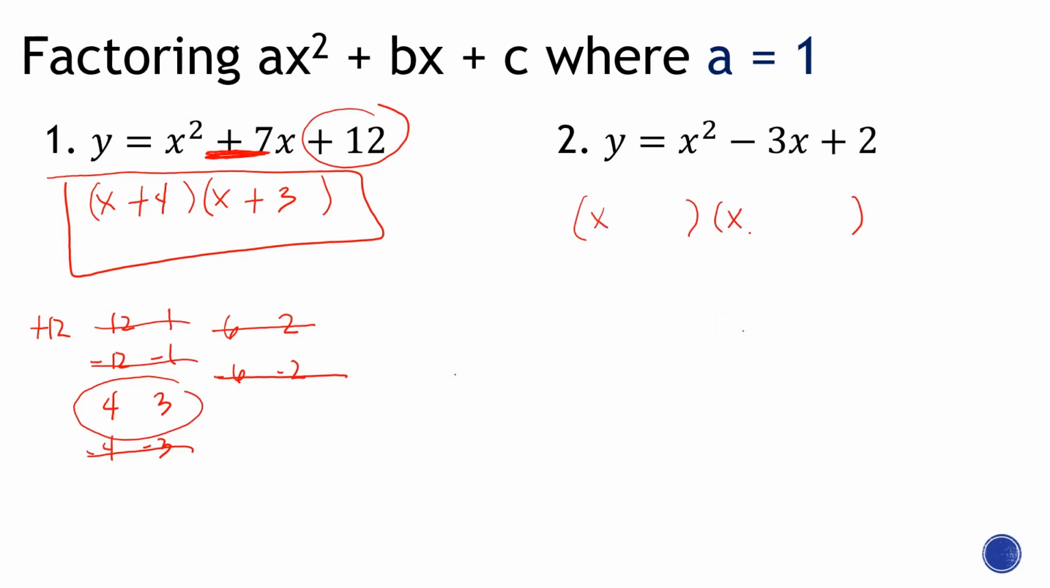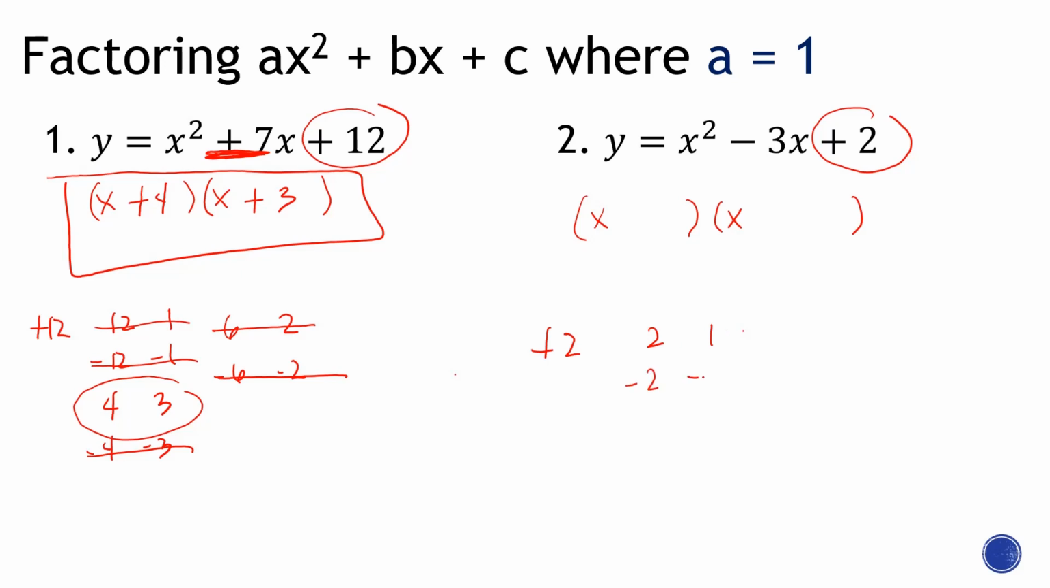Again, this procedure is basically for a quadratic equation in the form of ax squared plus bx plus c, where a is equal to 1. Look at the constant, positive 2. Then I will think of two numbers that when you multiply them, the answer is positive 2.